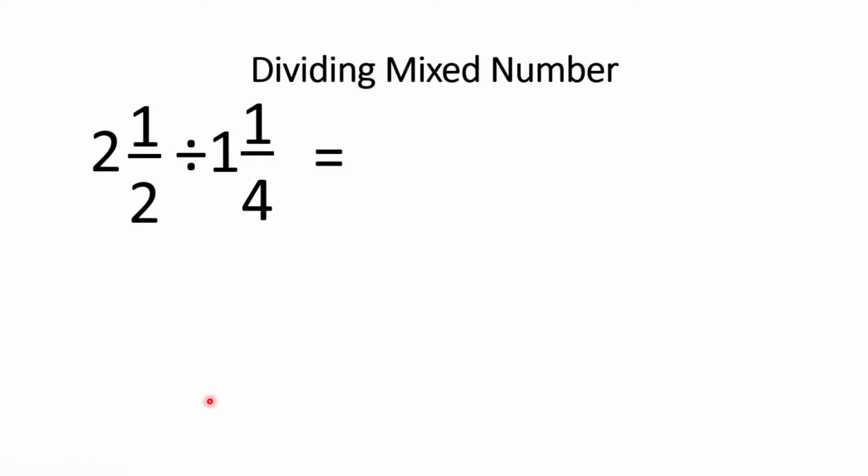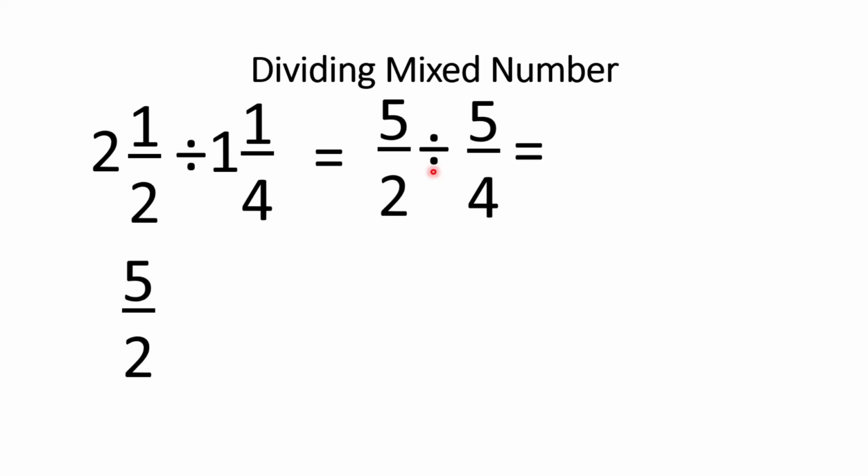Let's have the last example of dividing fractions, which is dividing a mixed number by another mixed number. Our first step is we need to change the mixed numbers into fractional form. 2 and 1/2 will be 5 over 2. Then 1 and 1/4 will be 5/4. Our next step is we need to change the division sign to multiplication. Then our divisor, which is 5/4, will be written as its reciprocal, which will be 4/5. Next step, we're going to do the cancellation.